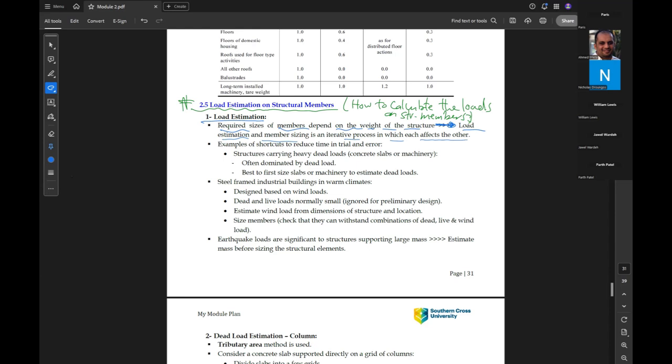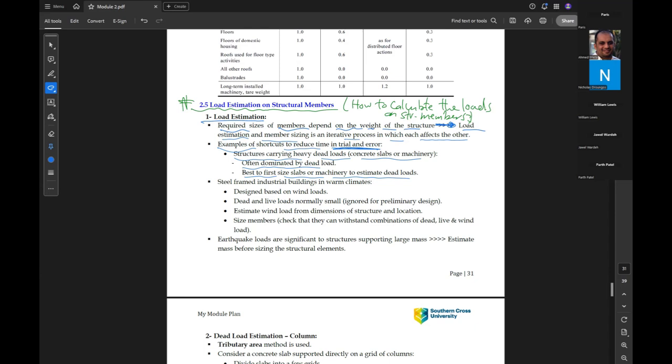So to start designing the members, we need to assume the member sizes to start with. The member sizes will depend on the iterative process, so we cannot get them right the first time. We have some shortcuts to reduce the time in the trial and error process. Structures carrying heavy dead loads, such as concrete slabs or machinery, are often dominated by dead load. Best to first size slabs or machinery to estimate the dead load.